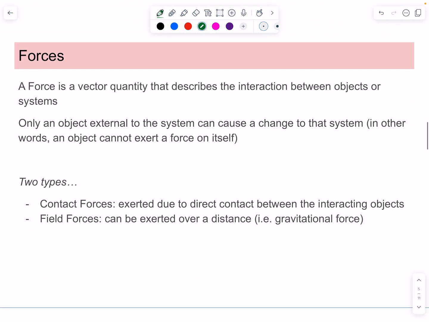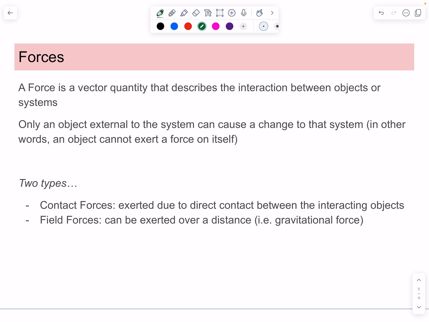So let's break down what a force is. A force is a vector quantity that describes the interaction between objects or systems. Only an object external to the system can cause a change to that system. So an object can't really exert a force on itself. And there are two types.